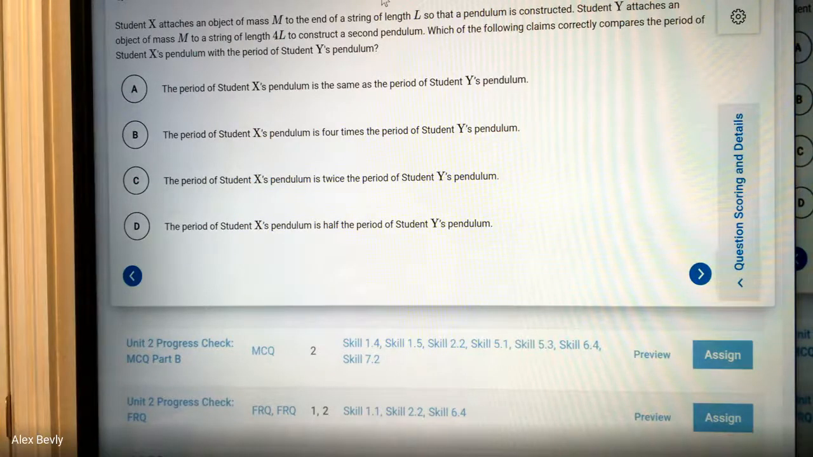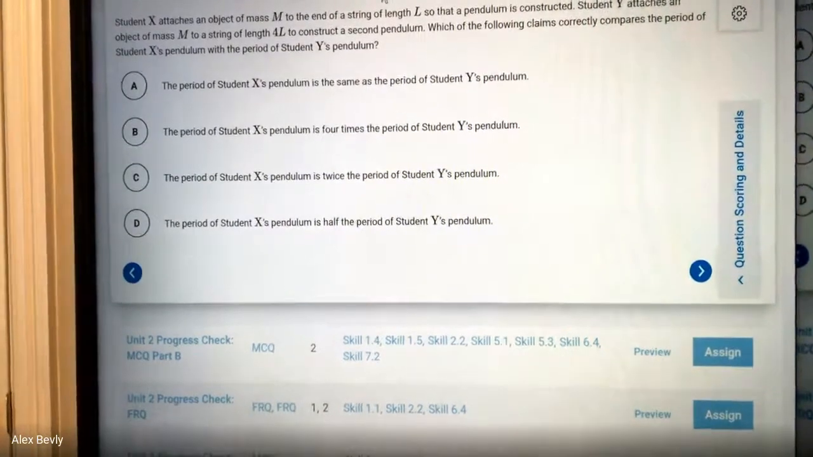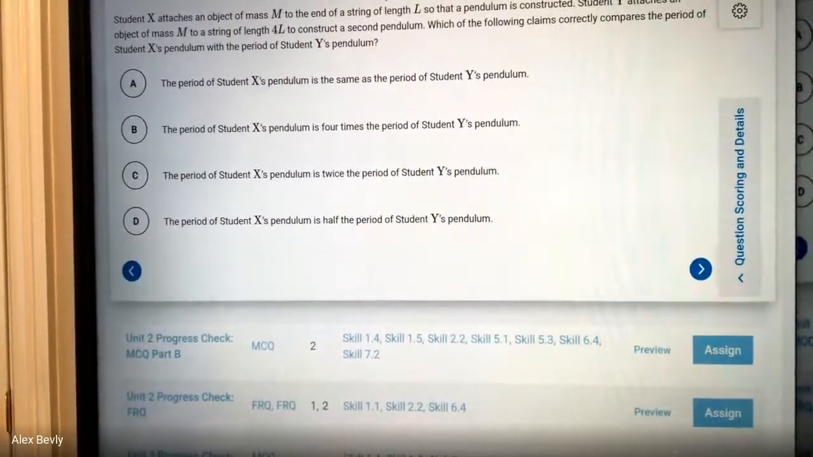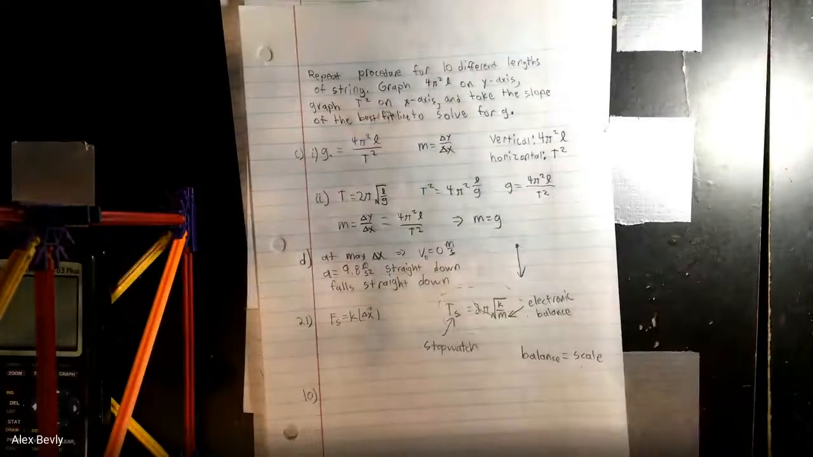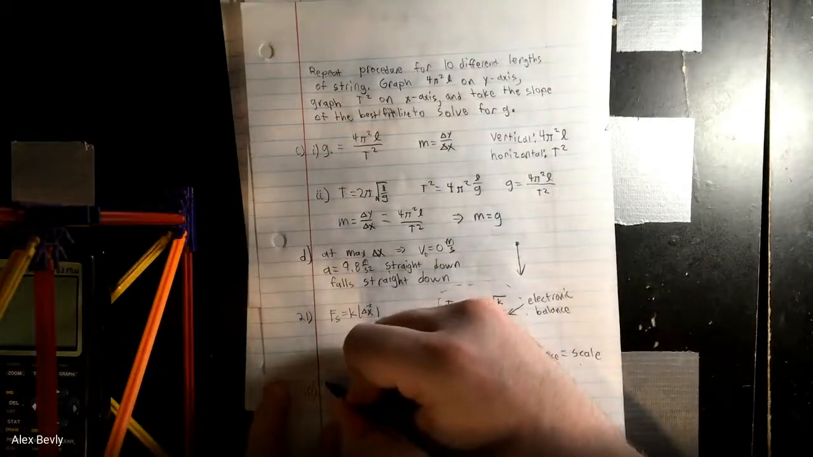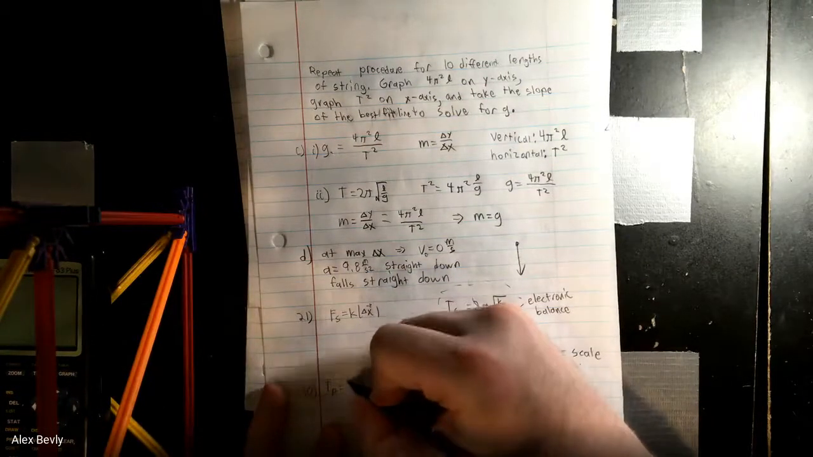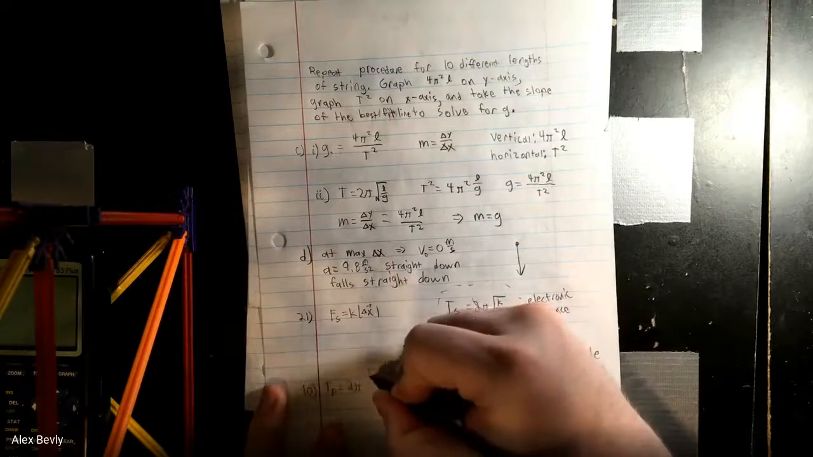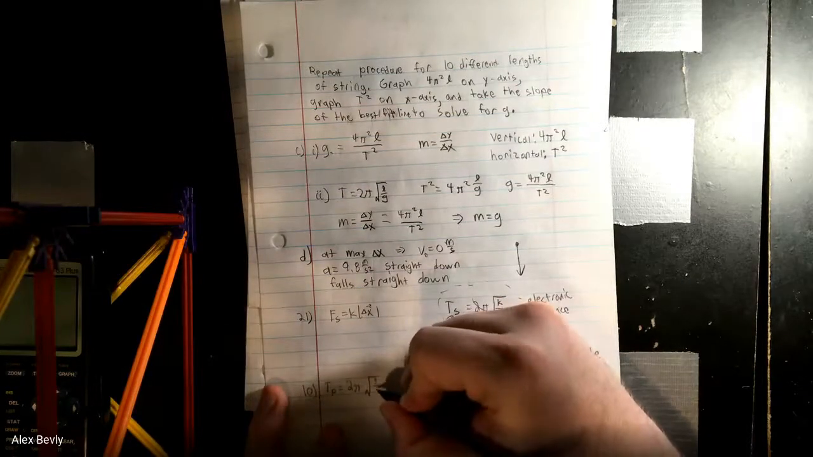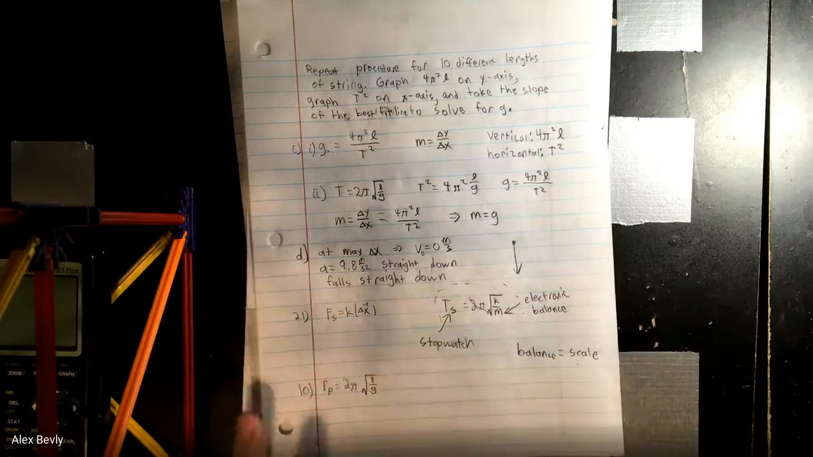Now, what's the first thing we should probably do if we're comparing the periods of the pendulums? It's like the first thing we should write. All right, set up the equation. They're talking about periods of a pendulum, so we're probably using the pendulum period equation: 2 pi square root of length divided by acceleration due to gravity.